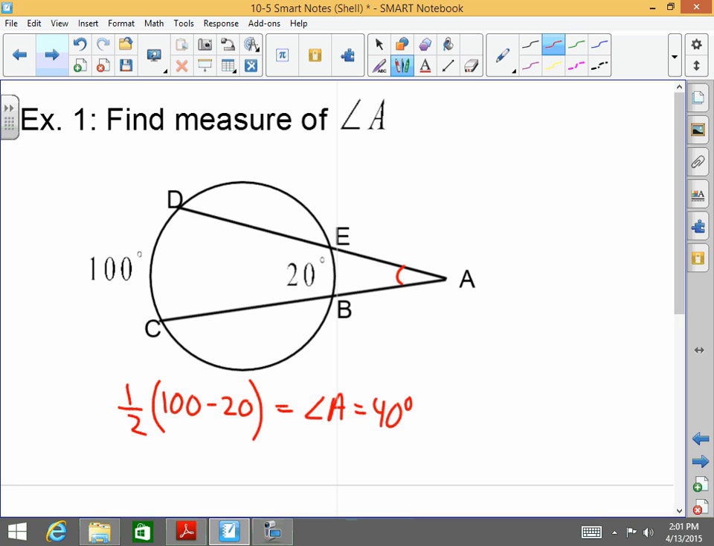Angle A is my X. This is my X. And X equals 1/2 of angle A minus the angle measure, or rather chord measure A minus chord measure B. I don't understand what you're asking.